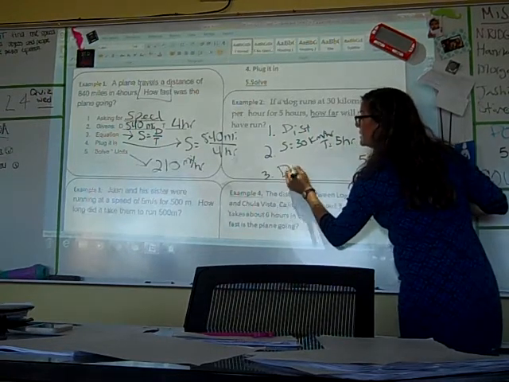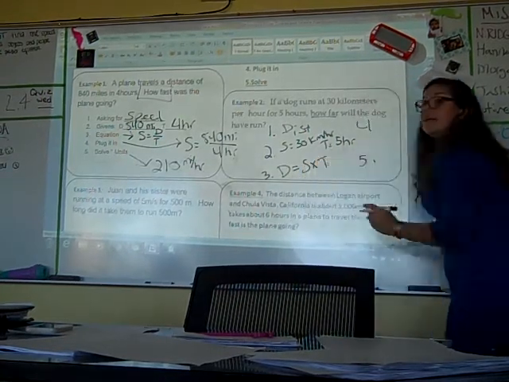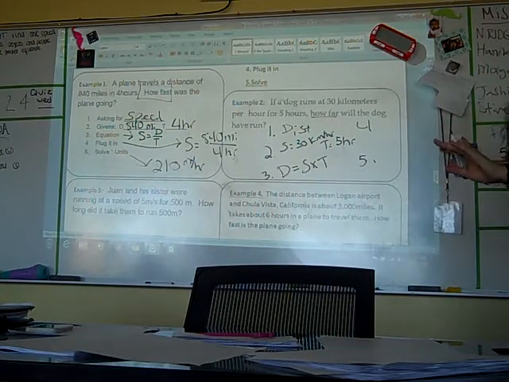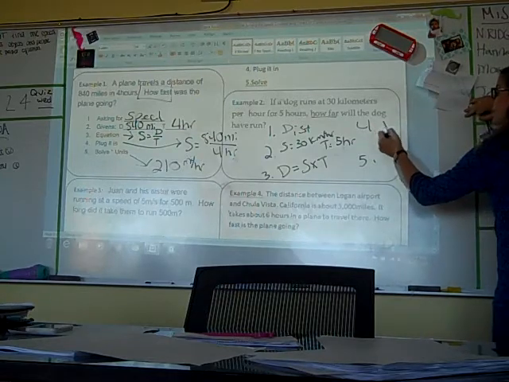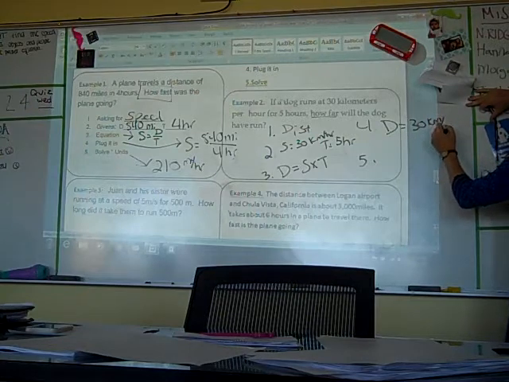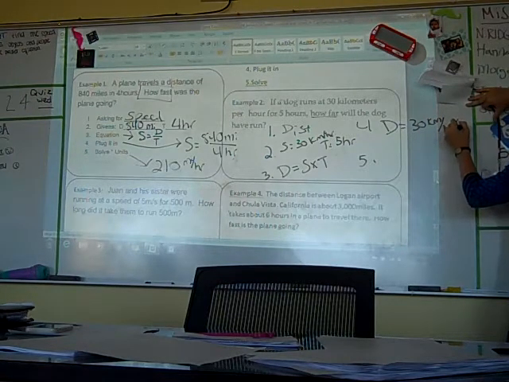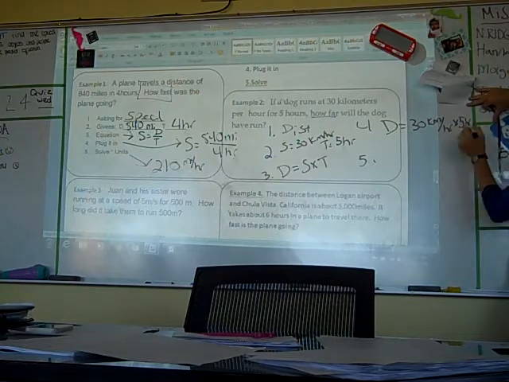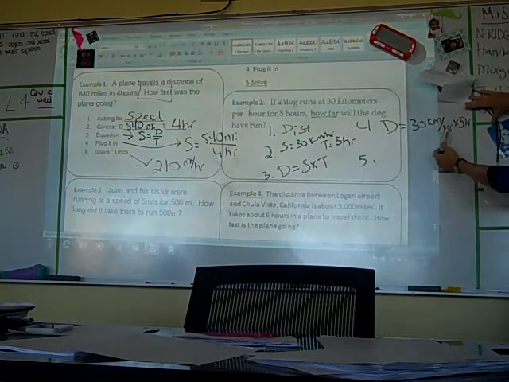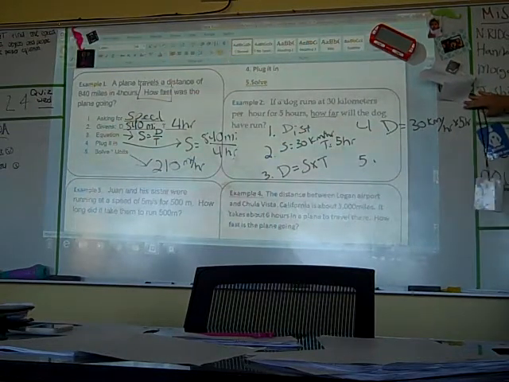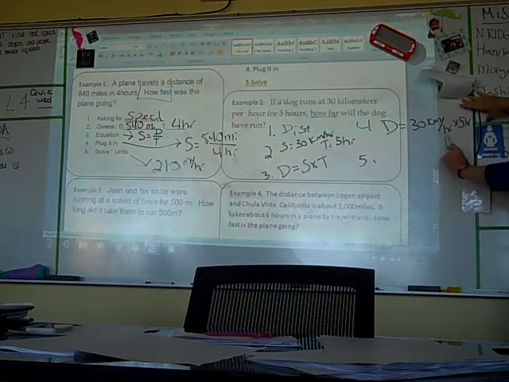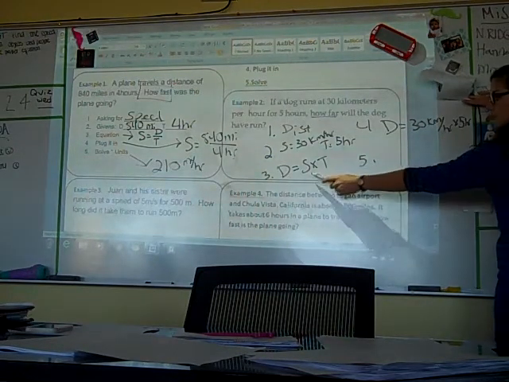All right, so check it out. The equation, D equals S times T. Now, everyone write that and then just watch me finish this. Okay, here we go. So, D equals, I'm going to plug it in, 30 km per hour times 5 hours. All I did was plug it in. 30 kilometers per hour times 5 hours. Speed times the time.